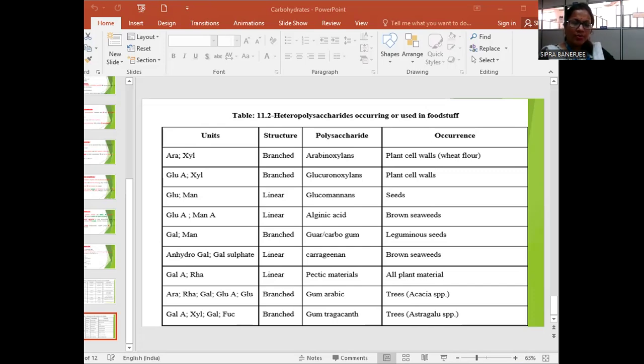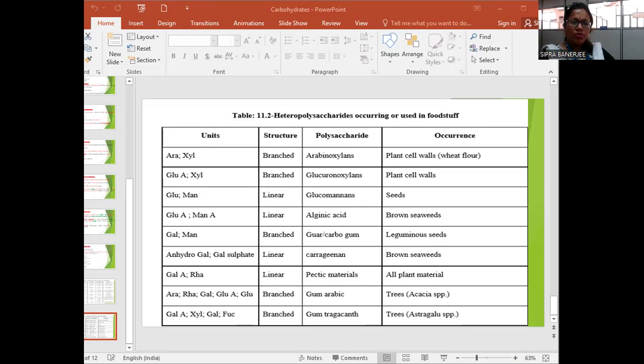Here is another topic, the chemistry of carbohydrates. Actually, carbohydrate is a vast chapter, and many classes can be taken. This is the structure of glyceraldehyde. Monosaccharides, polysaccharides, isomerism: two isomers can be found there.